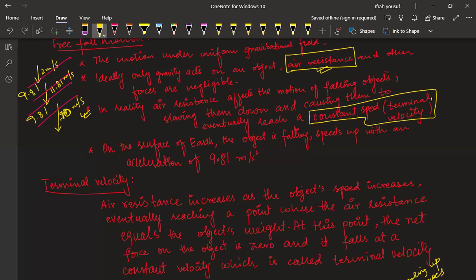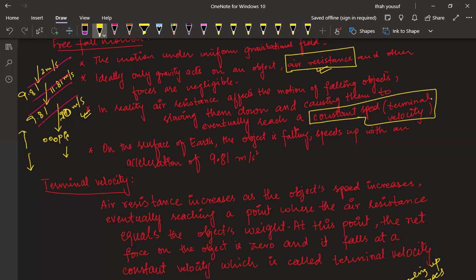Now, when you speed up your body, when you speed up your car, when the body is moving with greater speed, more air particles will strike on it. So what will happen? The body is going to slow down, right? And then the time comes where the downward force and the upward force, both forces, are going to become balanced, right?